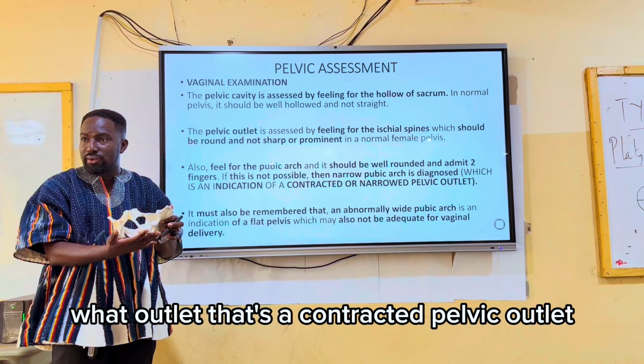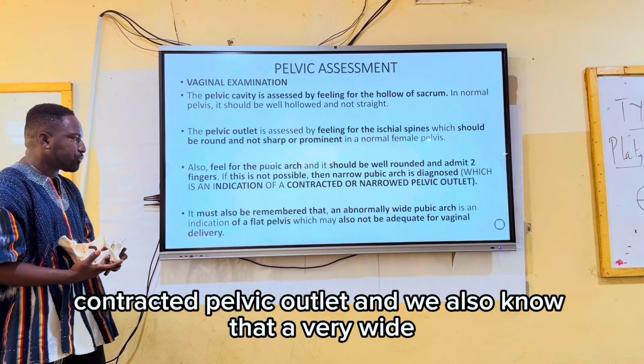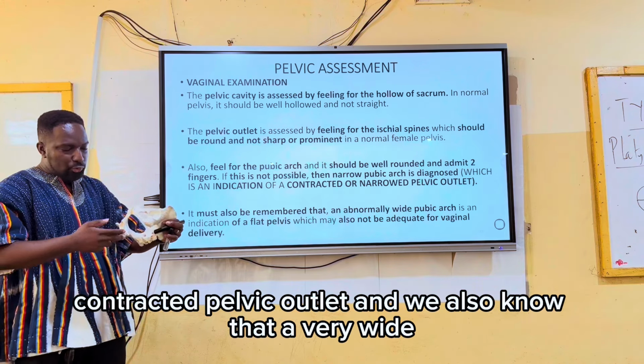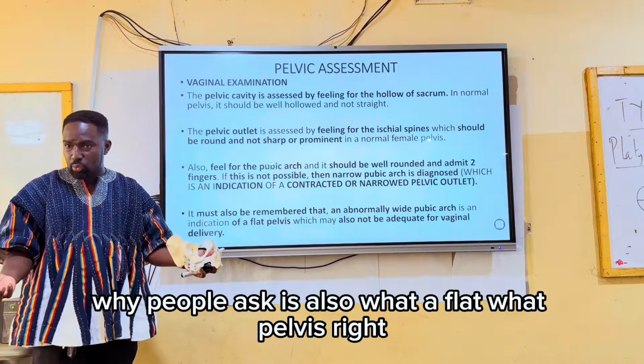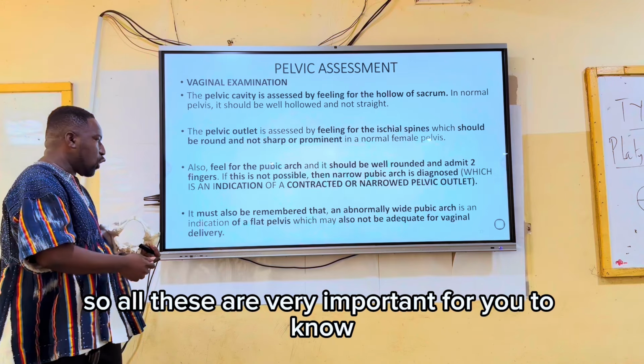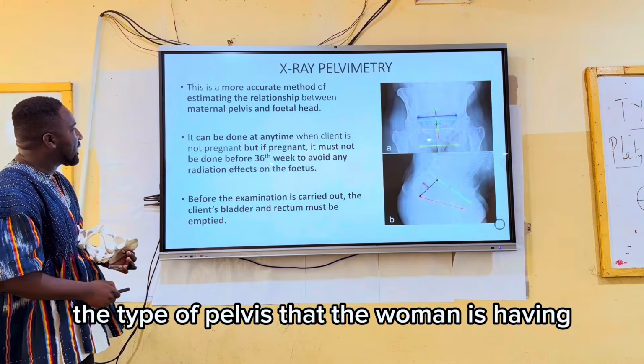And a narrow pubic arch also is an indication of a contracted pelvic outlet. Then we also know that a very wide pubic arch is also a flat pelvis, right? So all these are very important for you to know the type of pelvis that the woman is having.